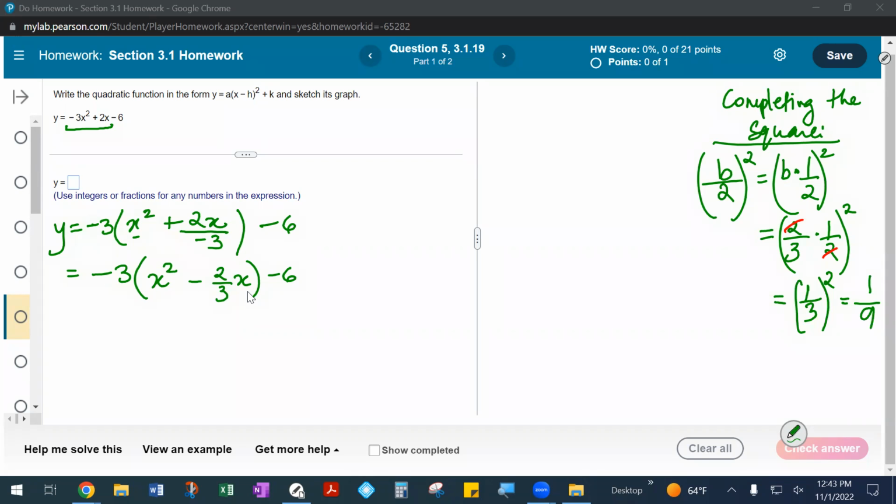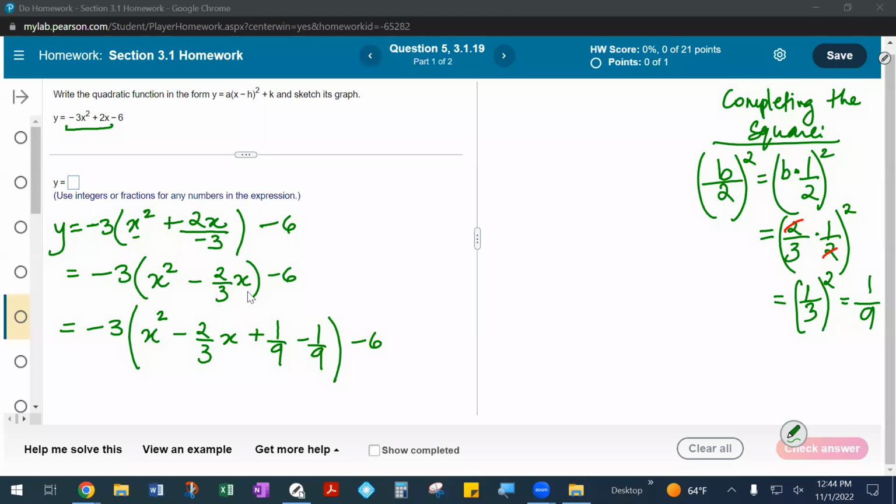1/9. So this is the number that's going to be added and subtracted inside the parentheses to complete the square. So the -3 on the outside will stay as is. Inside the parentheses, x squared minus 2/3 x. Now remember, guys, we're not changing the value of our function here. So since we're going to be adding 1/9, we also subtract 1/9 because that maintains the balance.